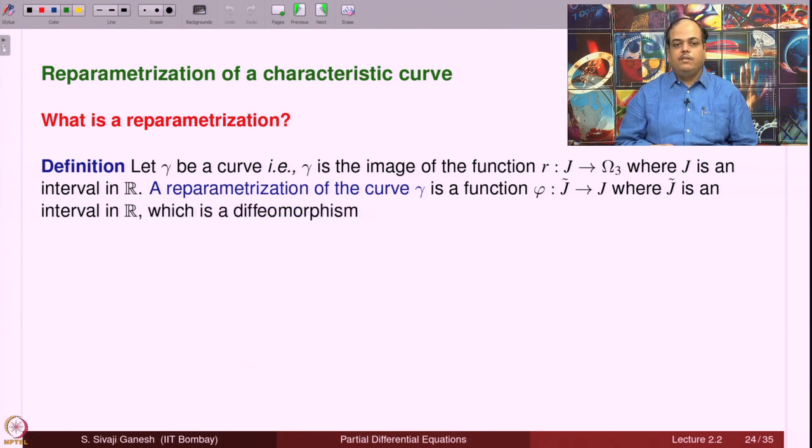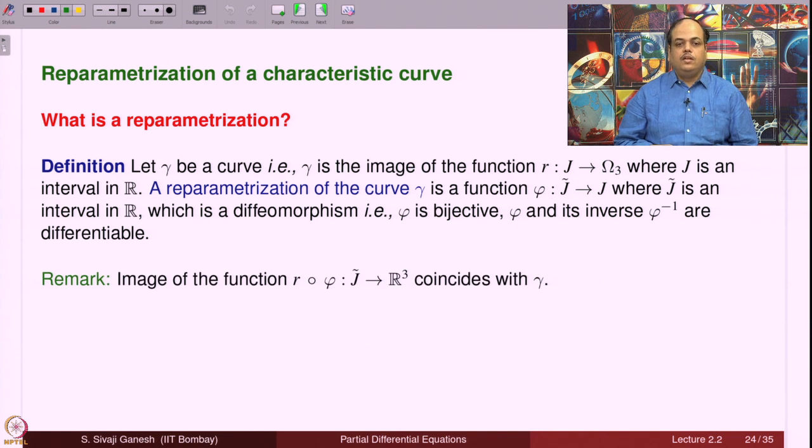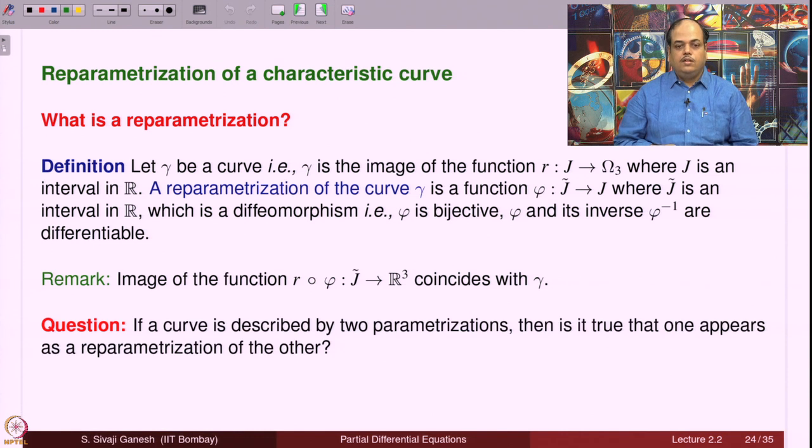With what property? It is a diffeomorphism, that means the function is 1 to 1 and onto, that is, the function is bijective, and therefore the function and its inverse make sense, both of them are differentiable. Now, the image of this function r circle phi, which is now defined on j tilde to R3, coincides with gamma. So, the image of r circle phi and r are the same, both are gamma. So, that is a reparameterization.